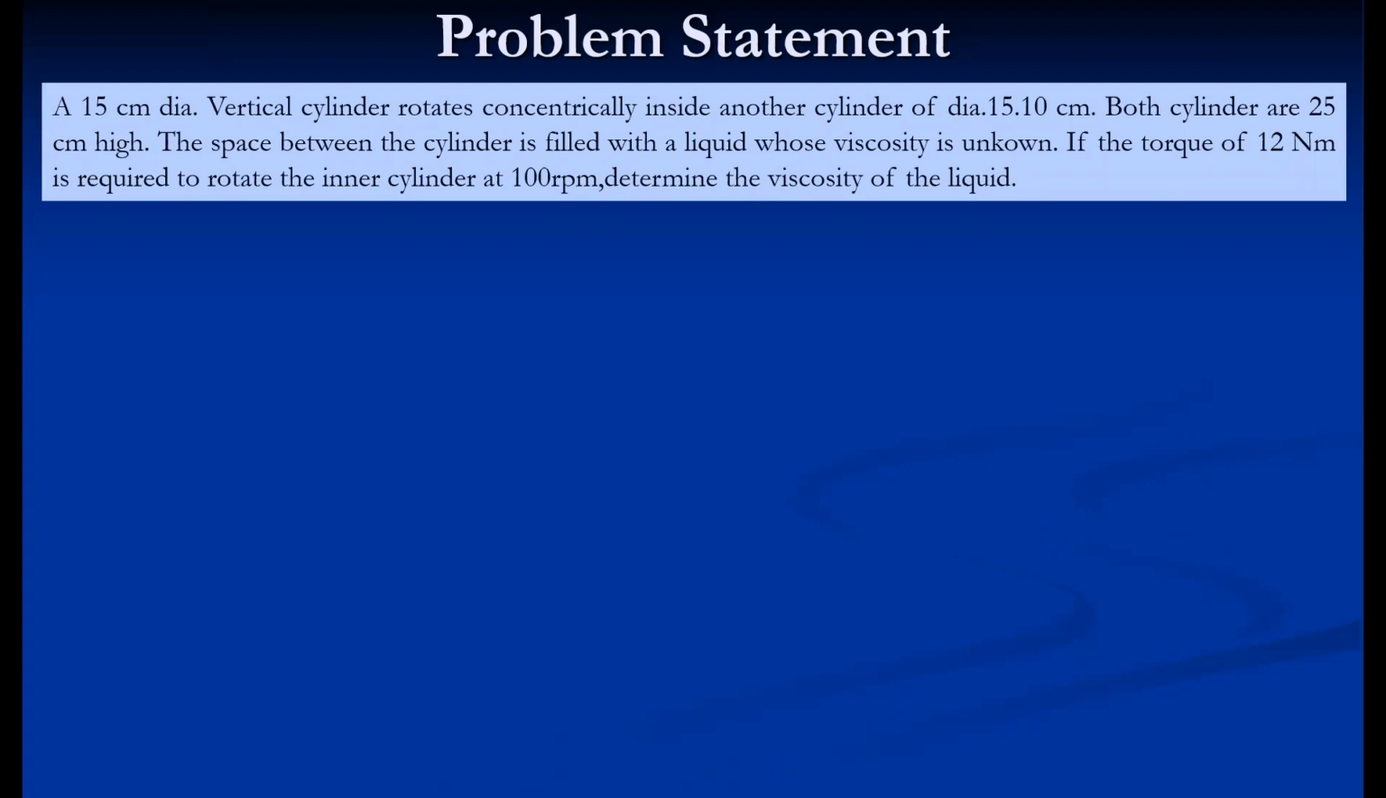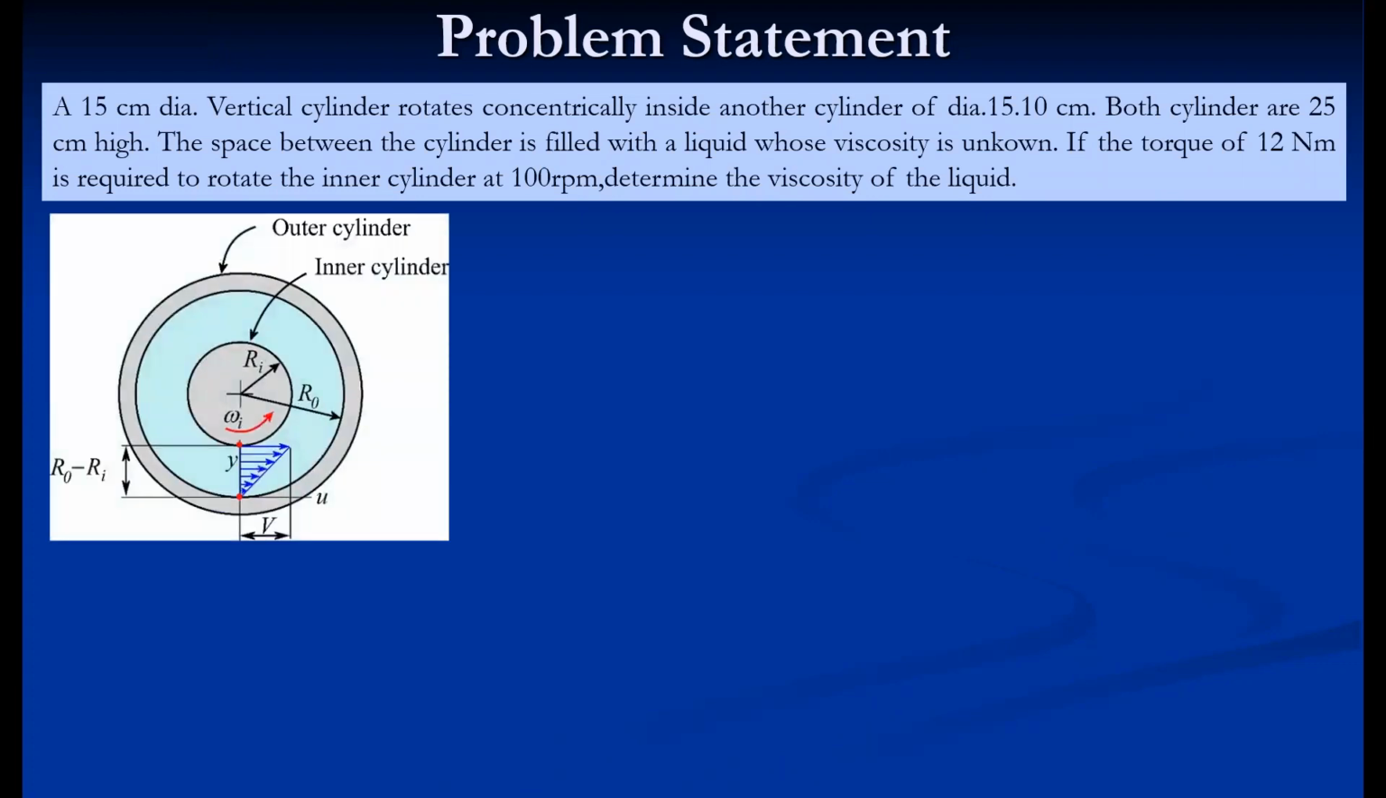So, a 15 centimeter diameter vertical cylinder. We can see this is the top view. It rotates concentrically inside another cylinder of 15.10 centimeter diameter. So this is 15, this is the inner cylinder, this is the outer cylinder. Obviously, the inner one is rotating, of 15 centimeter diameter, and the outer cylinder is 15.1 centimeter. Both cylinders are 25 centimeter high.